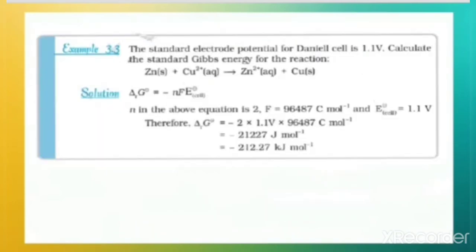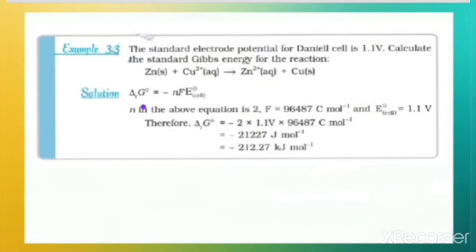Let us do a problem based on this, problem 3.3. The standard electrode potential for the Daniell cell is given as 1.1 volt. Calculate the standard Gibbs energy for the reaction. The reaction is known to us: zinc plus copper ion giving zinc ion plus copper. What is the formula we are using here? We have to find the standard Gibbs energy, that is delta G naught.